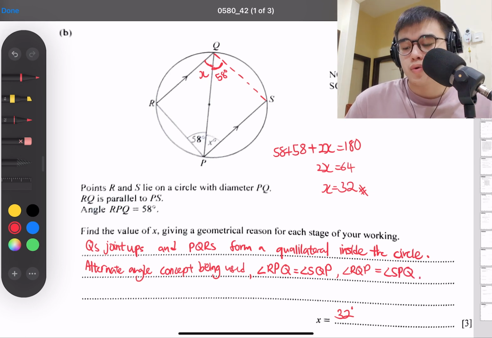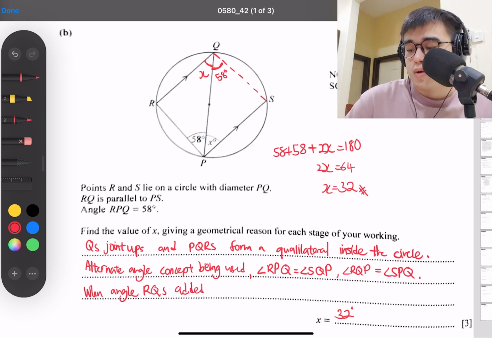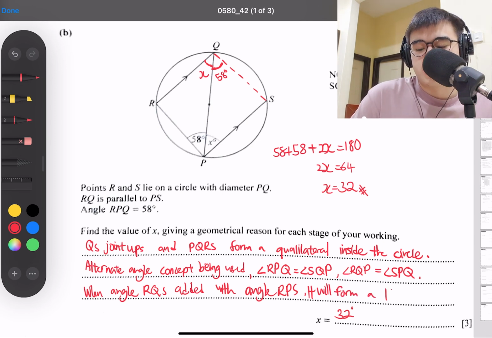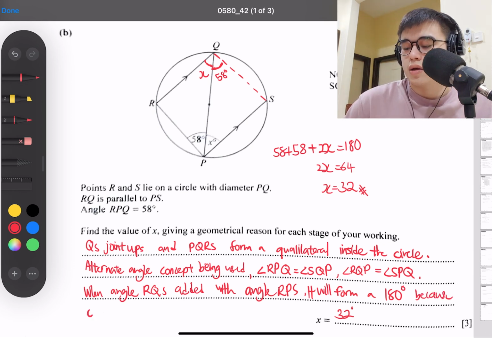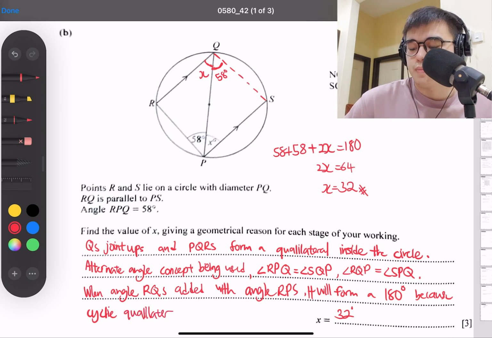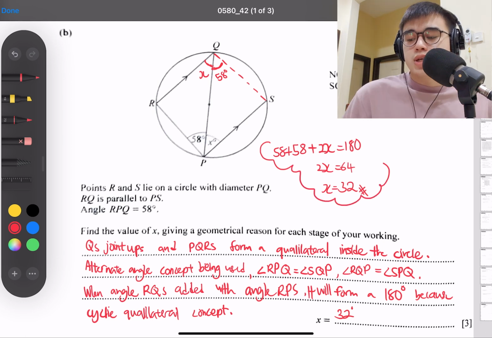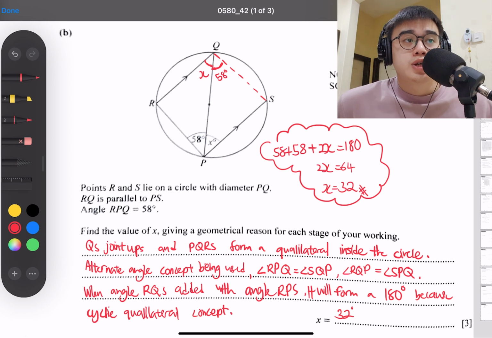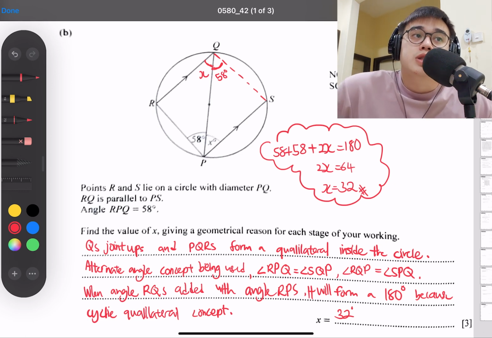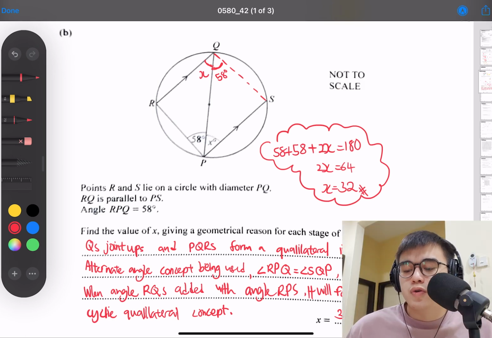So with this information, I now know that angle RQS added with RPS will form 180 degrees because of the cyclic quadrilateral concept. So these are the reasonings that we'll be writing down, and over here will be my supporting calculation. So that's how I will be solving part B. If you notice anything wrong, feel free to leave it in the comment section, or you can share your thoughts over there. So the next part that we have here will be our question C.